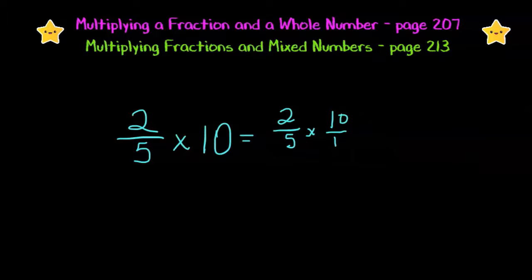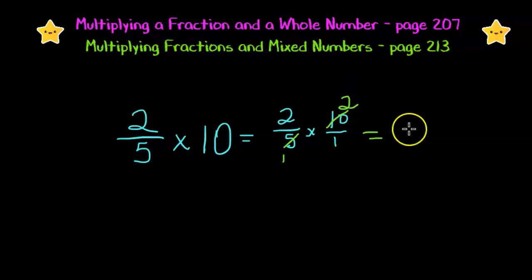Now, before we multiply, let's look for any cancellations we can do. No common factors with the 2 and 1. How about the 5 and the 10? Is there a number I can divide both of those by? Yes, 5. All right, so if I divided 5 by 5, I'd get 1. And then up here, I'd get a 2.